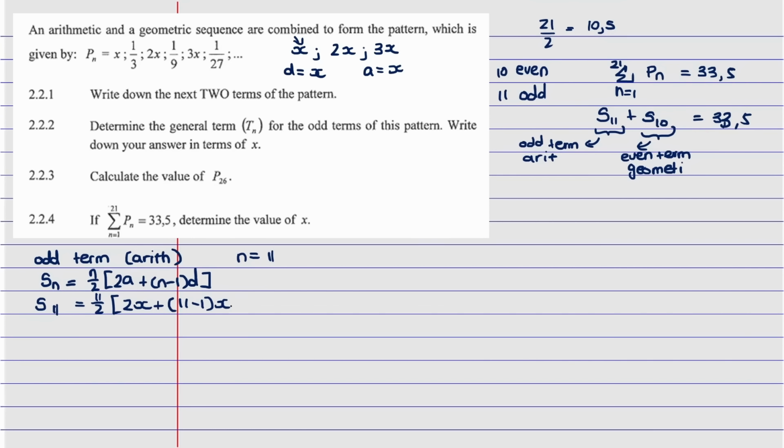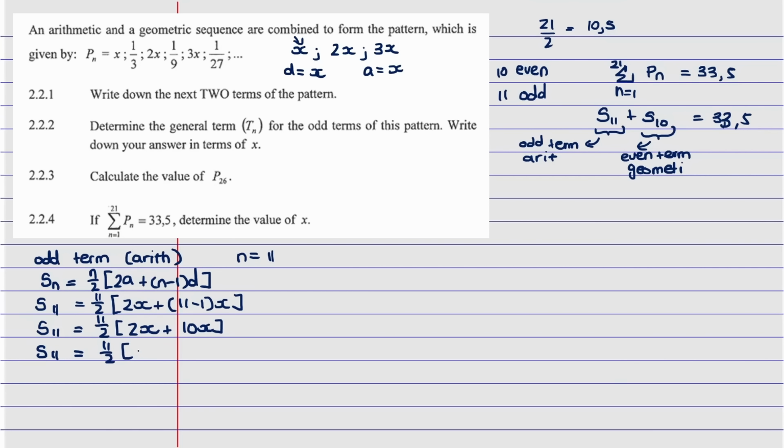Then it's going to be x, then close your bracket, right? So S11 is equal to 11 divided by 2. Then this is going to be 2x, right? And this is going to be the same as plus 11 minus 1, which is the same as 10x, and close bracket.